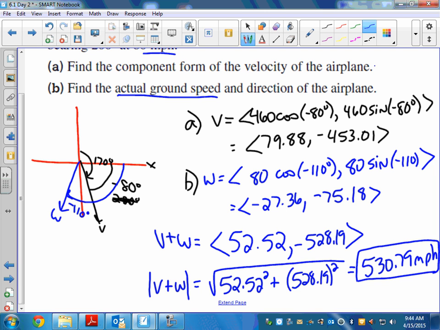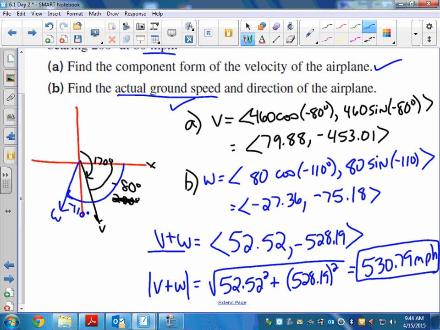So we did part A. We found the speed. What else do we need to find? The direction of the airplane. So the direction, or what angle, is V plus W going in. And so that's where I just use the component form.